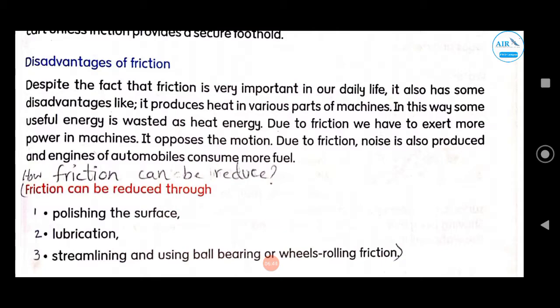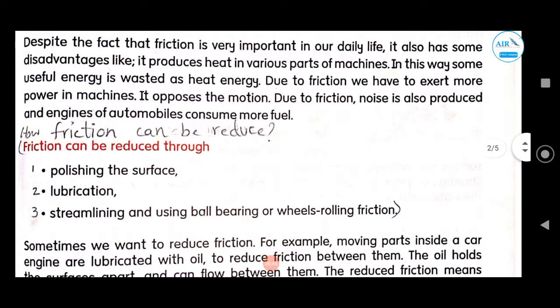So how can we reduce friction? We can reduce friction by polishing the surface. If we want to minimize the friction of some objects, we have to polish that surface, or we use lubricants. For example, in a bearing wheel that is used inside the wheel, we use some lubricants to make its movement frictionless. And also streamlining and using ball bearings or wheels for rolling friction.